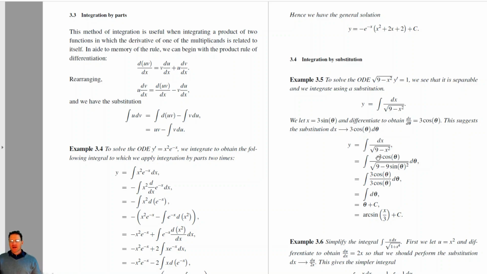Okay, so we do that next. We have 3 cos theta d theta there, and now x is equal to 3 sine theta, so we sub that in, and in the denominator we have the square root of 9 minus 9 sine squared theta. And so, okay, we can factor out the 9, but when we take the square root we get a 3.